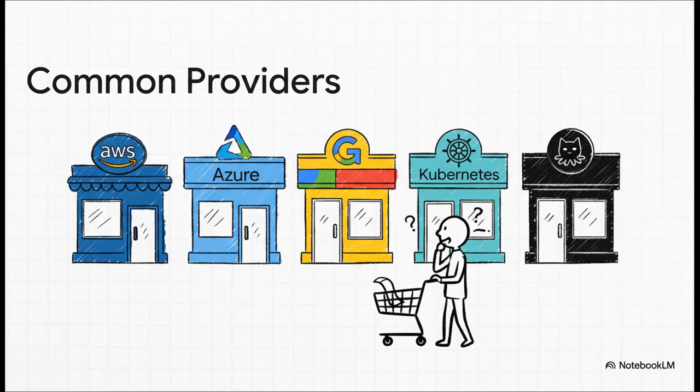Think of providers like different hardware stores. You might tell Terraform, hey, for this project, we're shopping at the AWS store, or maybe the Azure store. You can even use a GitHub provider to manage your code repositories. This is actually what makes Terraform cloud agnostic. You can shop at pretty much any store you want.